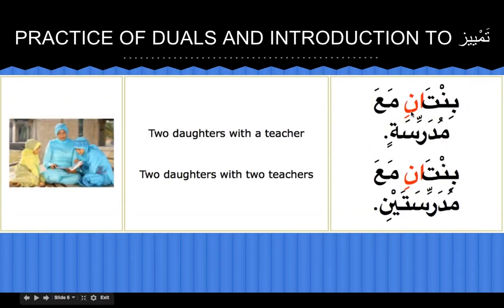So bintani ma'a mudarrisatin. Bintani is two daughters. Bint is daughter, bintani is two daughters. Ma'a mudarrisatin. Ma'a is dharf shibu jumla khabar, and mudarrisatin is mudaf ilayhi. So what do we say about bintani ma'a mudarrisataini? Two daughters are with two teachers. Ma'a is again dharf, and mudarrisataini is two teachers, majroor form, and the sign of majroor is al-ya'u li'annahu muthanna.